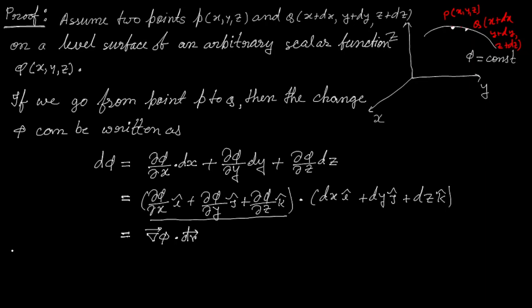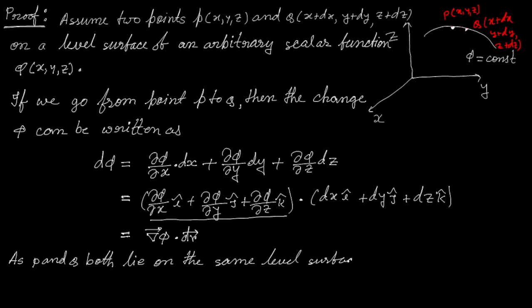So let me write this argument here: P and Q both lie on the same level surface of scalar function phi. Therefore d phi must be 0.